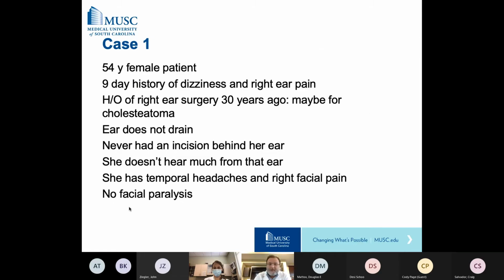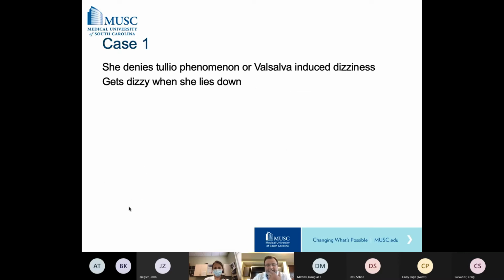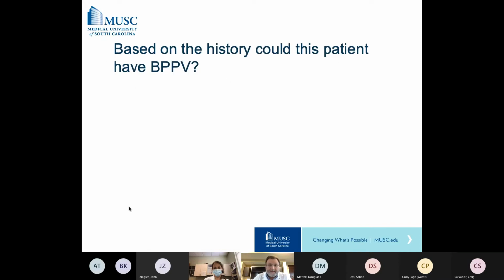So case one is a 54-year-old female patient with a 9-day history of dizziness and right ear pain. She has a history of right ear surgery 30 years ago. She doesn't know for what, maybe cholesteatoma, but she couldn't deliver that on history. Her ear does not drain. She doesn't have an incision behind her ear. She doesn't hear much from that ear. She has temporal headaches and right facial pain. She has no facial paralysis. She denies Tullio phenomenon or Valsalva-induced dizziness when asked, and she gets dizzy when she lies down. Based on that history, could this patient have BPPV?